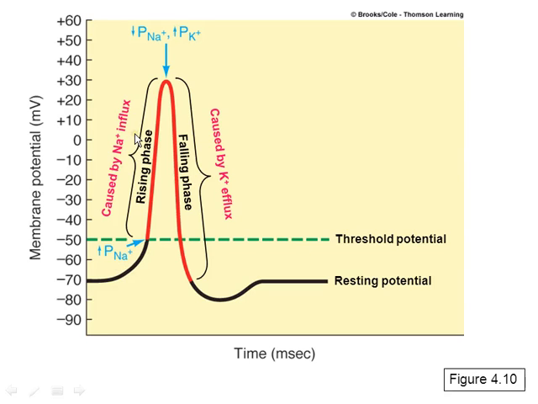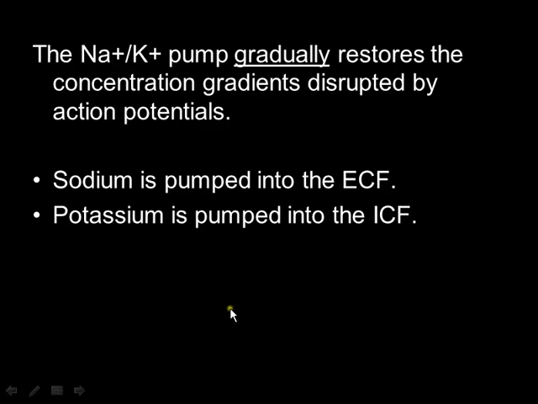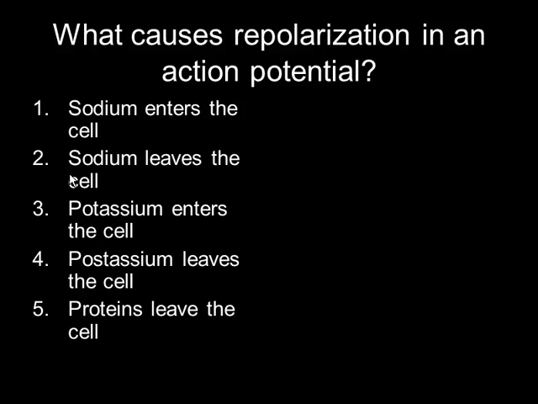Knowing sodium comes in, causing depolarization at the peak, sodium channels close, potassium channels open, causing repolarization, and then hyperpolarization because potassium channels are slow to reclose. And then the sodium-potassium pump gradually restores that concentration difference, brings it back to norm. And you already know the sodium's pumped into the extracellular. How many sodiums are pumped? 3. How many potassiums are pumped? 2. So what causes repolarization in an action potential?